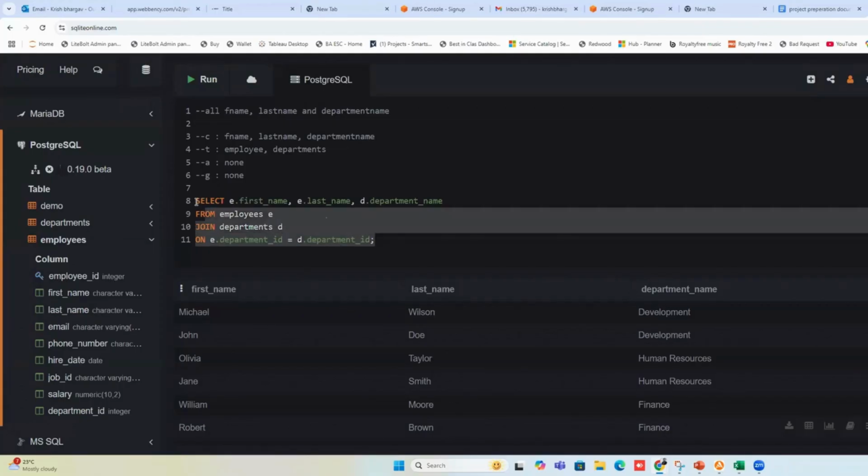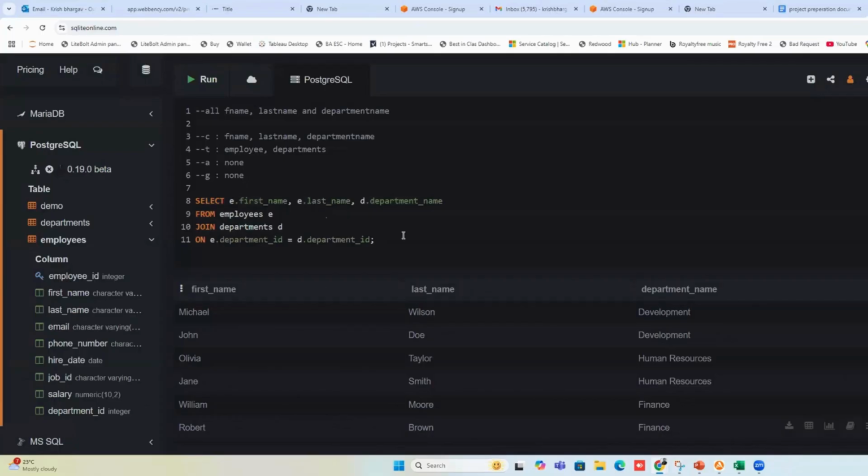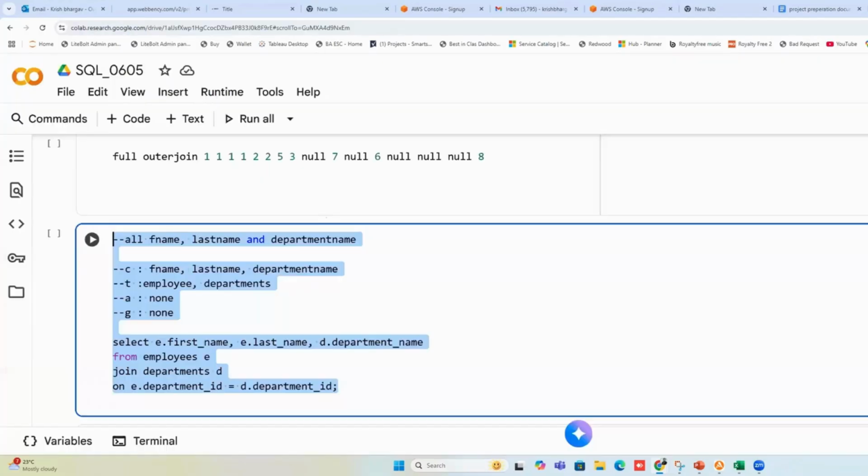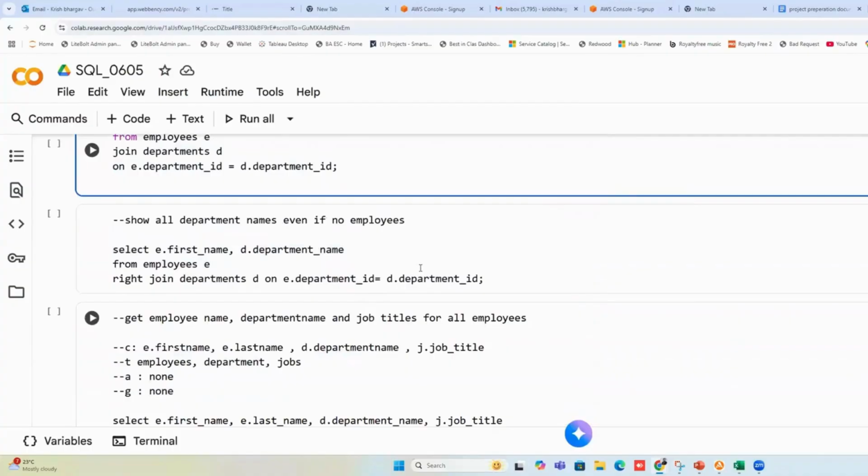You understood? Easy peasy. So the way you would write the code is select the column names from the table, join the table, and you have to mention on what you are joining, on department ID. That's all. That is your code. Now let's do another one.